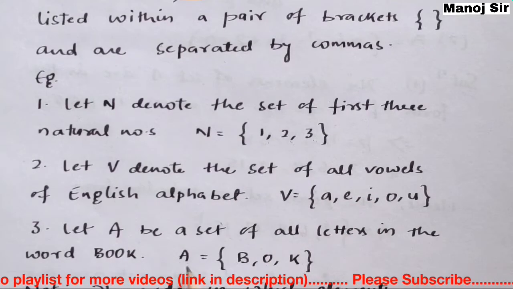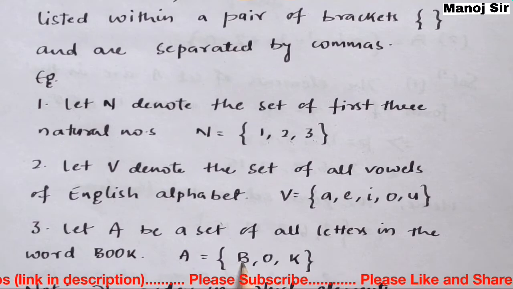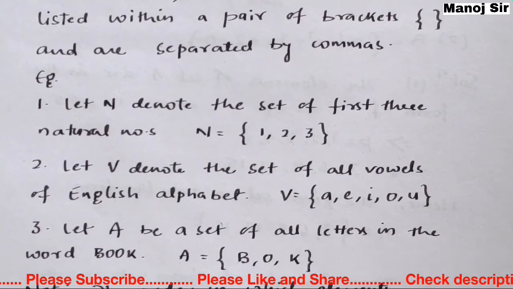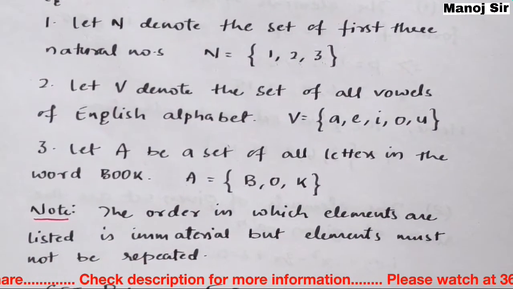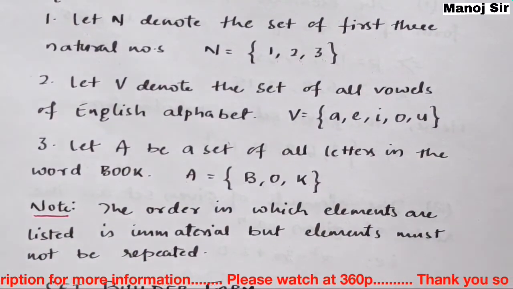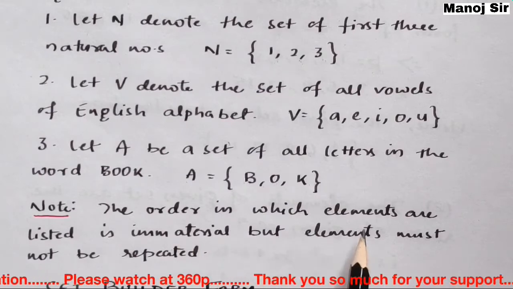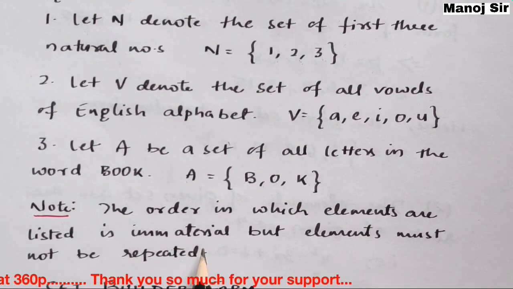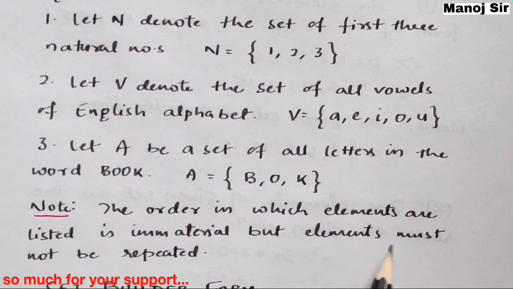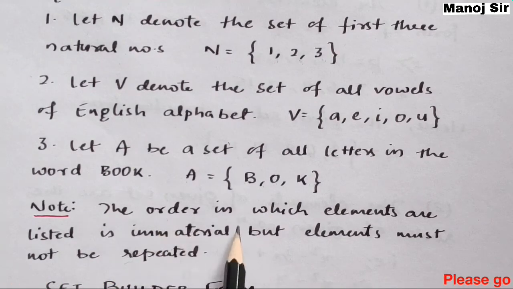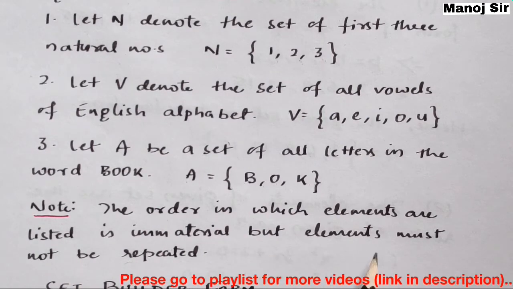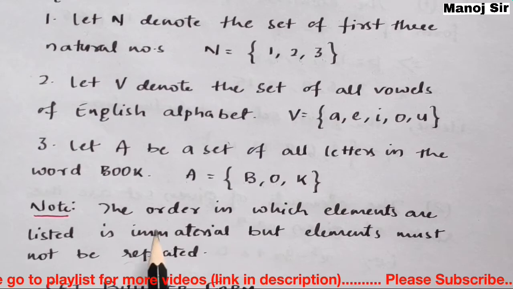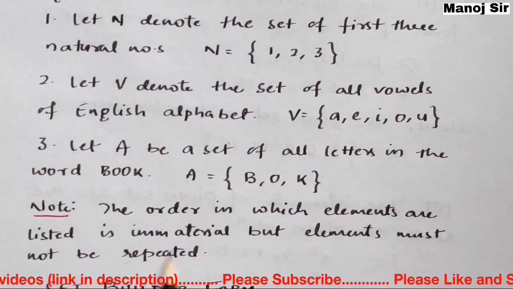So here set A becomes {B, O, K}. Now there is an important point that you should know: the order in which the elements are listed is immaterial, but elements must not be repeated. Yes, the order in which the elements are listed is immaterial.